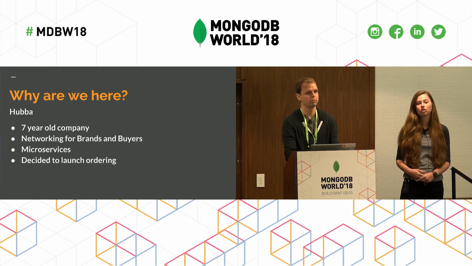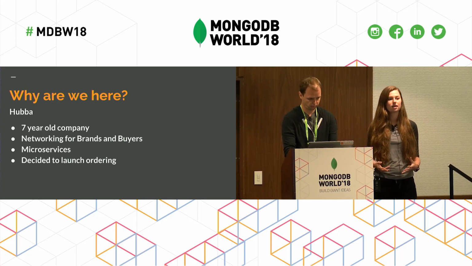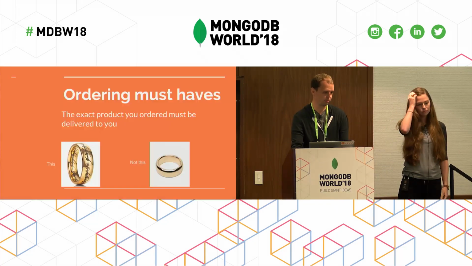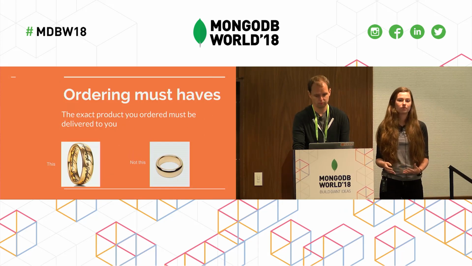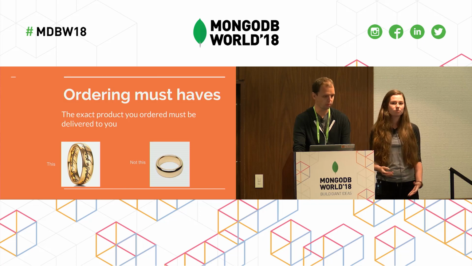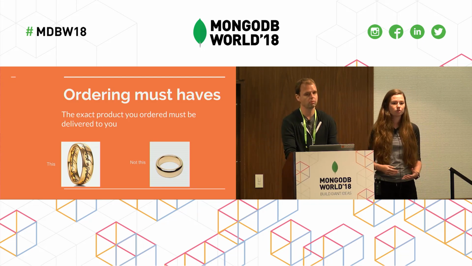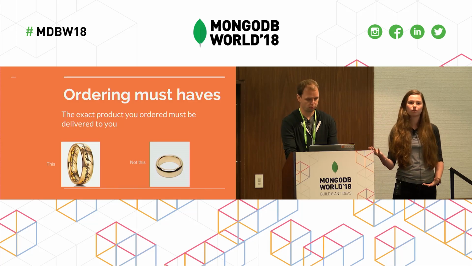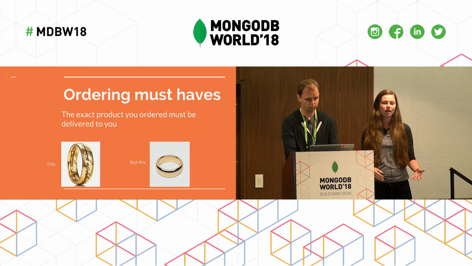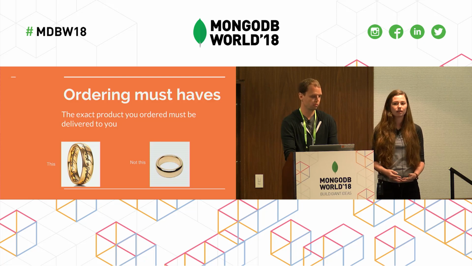And recently we decided to launch ordering so that these verified buyers can purchase and actually order through Hubba from these craft brands. So with ordering came a lot of different decisions that we needed to make, but the must-haves were basically that the exact product you ordered has to be the one that gets delivered to you. So if a product description originally shows a ring like this with Elvish encryption, but then the brand goes and changes that to this boring old wedding band, then we need to know that that change was made in the product description and capture that data in our database.